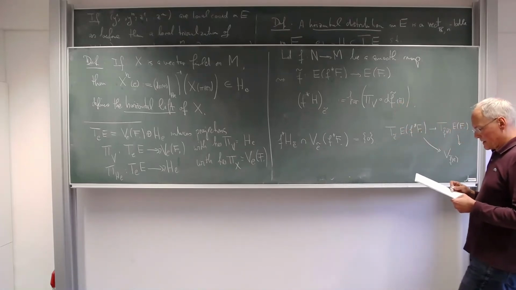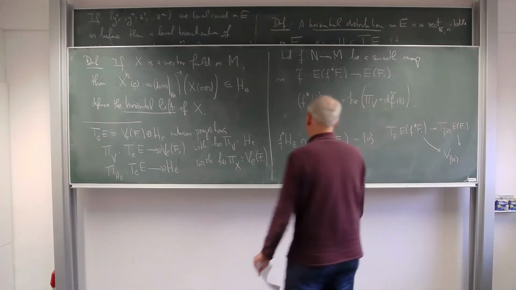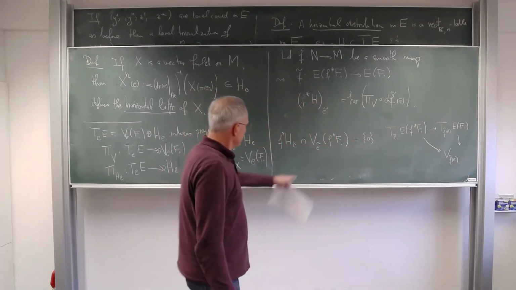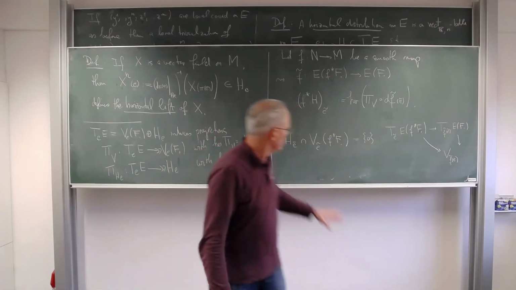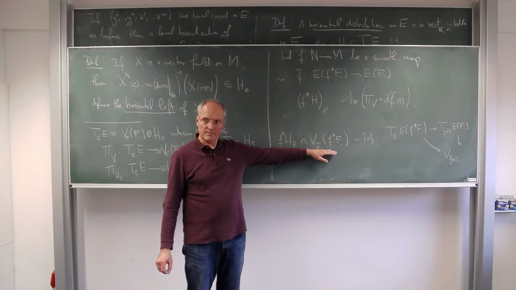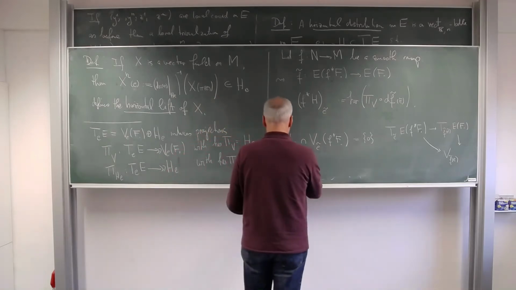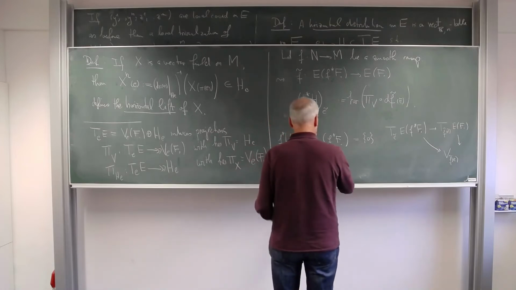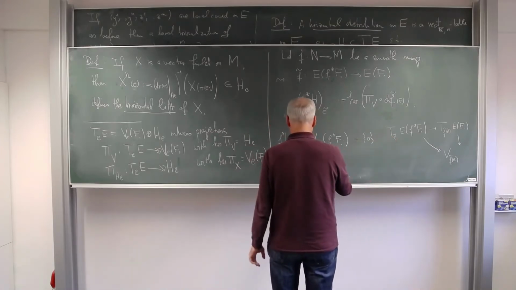And why is that? Well, let's see. If I take something in this intersection, then in particular it's a vertical vector. So it's tangential to a fiber in the pullback bundle. Okay? So let x be in this intersection. And I have to show that x must be 0.